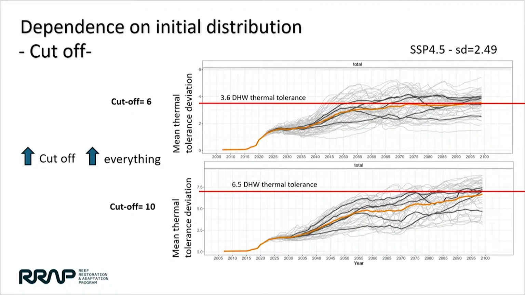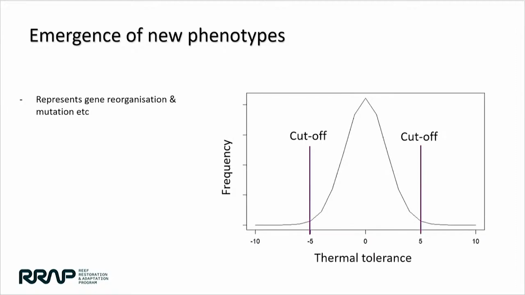Now, these are some of the concepts that we put in so far, but there's another one that we've included, and that is the emergence of new phenotypes. What that's meant to represent is gene reorganization, mutation. It could include a whole heap of different concepts. The general gist of it is that now we can have individuals that are outside of the cutoffs of what we're setting for today's population. It's not unrealistic to think that that's going to happen, but it's probably not going to be very common in the 90 to 100 years that we're currently predicting.